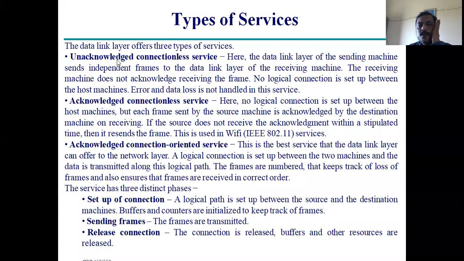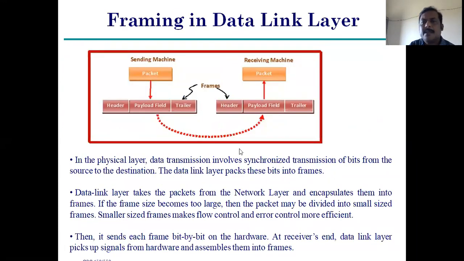There are also two types of connectionless service: unacknowledged connectionless and acknowledged connectionless. Right. So coming to framing in the data link layer. There is a frame, and that frame must have a structure. Here, sending machine, receiving machine. This is the network layer, which contains packets. This is the packet. That packet is transmitted to the data link layer, where the packet information is rearranged as a frame.